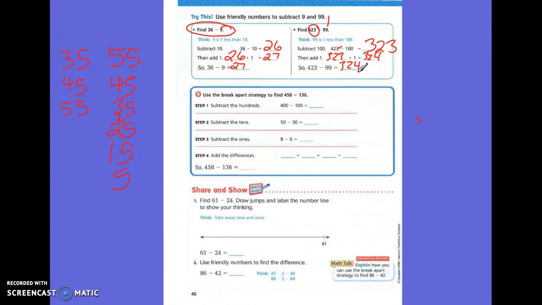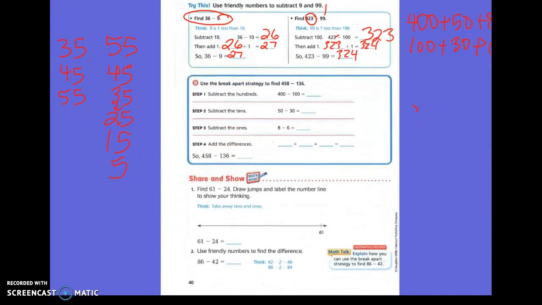Next, we're going to do the break apart strategy. So, doing 458 minus 136. So, subtract the hundreds. They're telling you to subtract the hundreds first. So, when we break apart 458, you have 400 plus 50 plus 8, right? And then you have 100 plus 30 plus 6. Now, I know that we are subtracting here, guys. So you still have to subtract, but you have to have these plus signs in here to make the break apart.